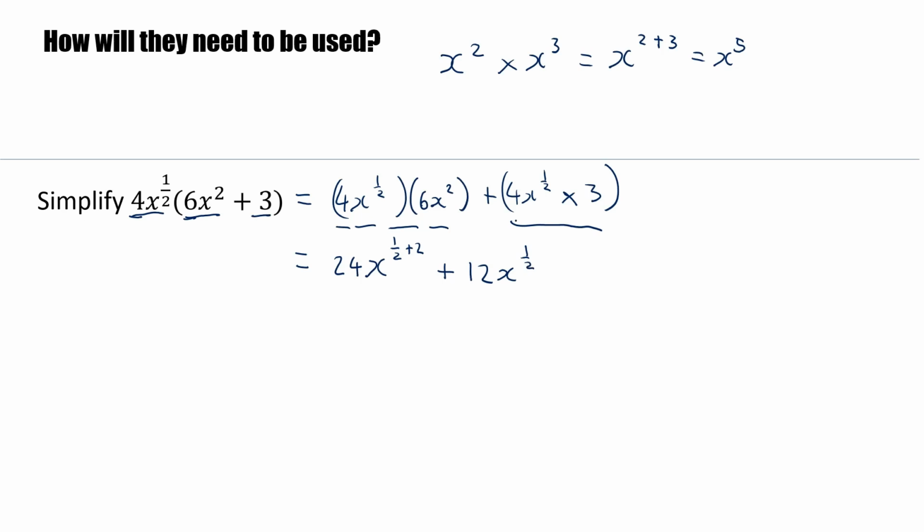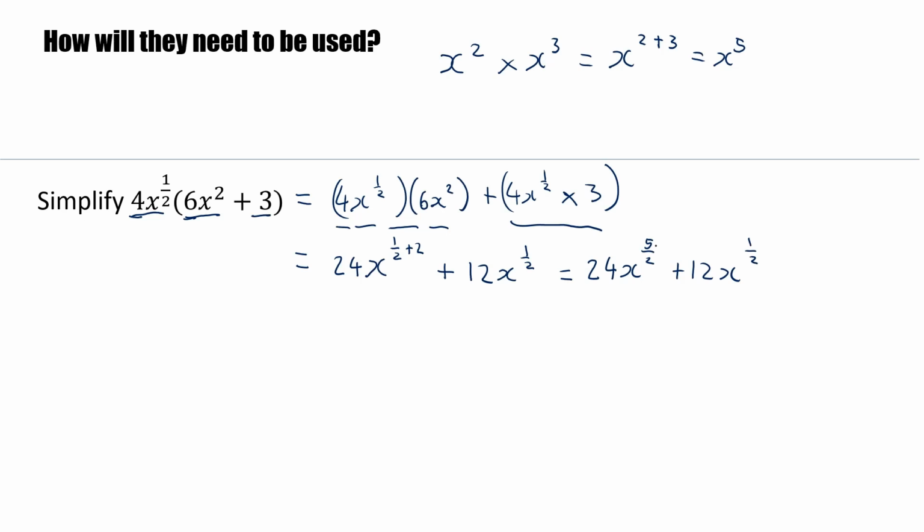The last step would be to simplify what we have now written fully, which is to realize in the power of the first thing we've got a half plus 2, and if you do some fraction adding, you could make a common denominator, all that stuff if you want to, or type it into the calculator. Either way, you're going to get 24x to the power of 5 over 2, plus then the other thing we haven't changed, 12x to the half.